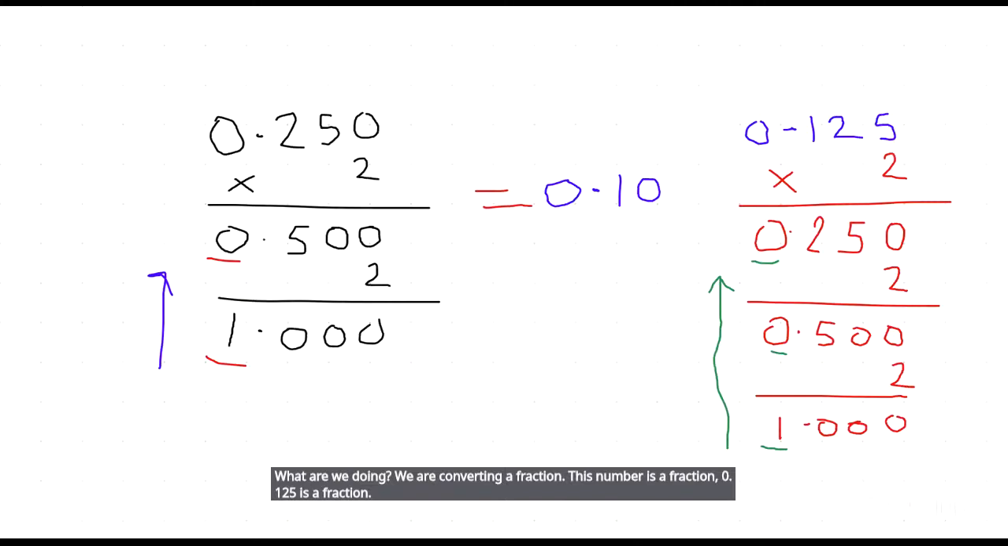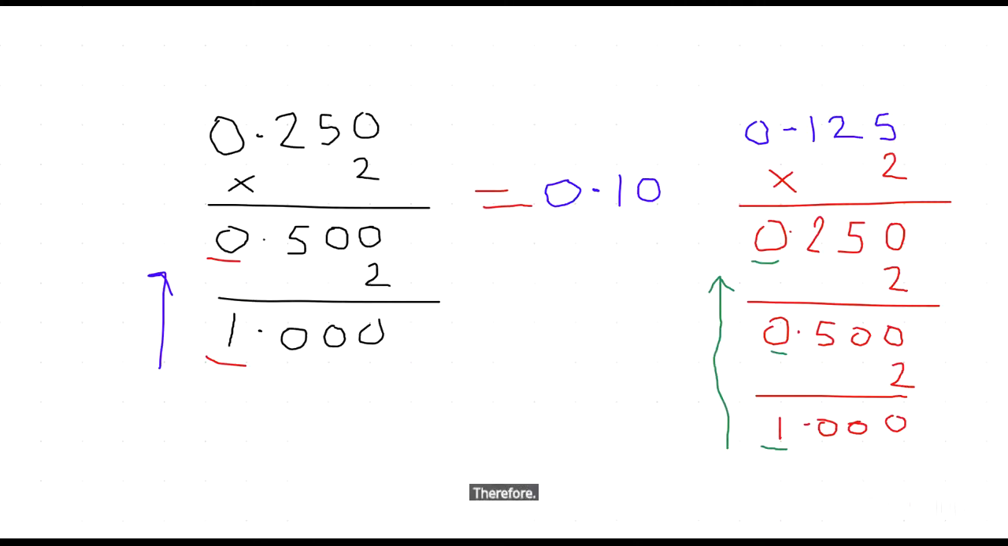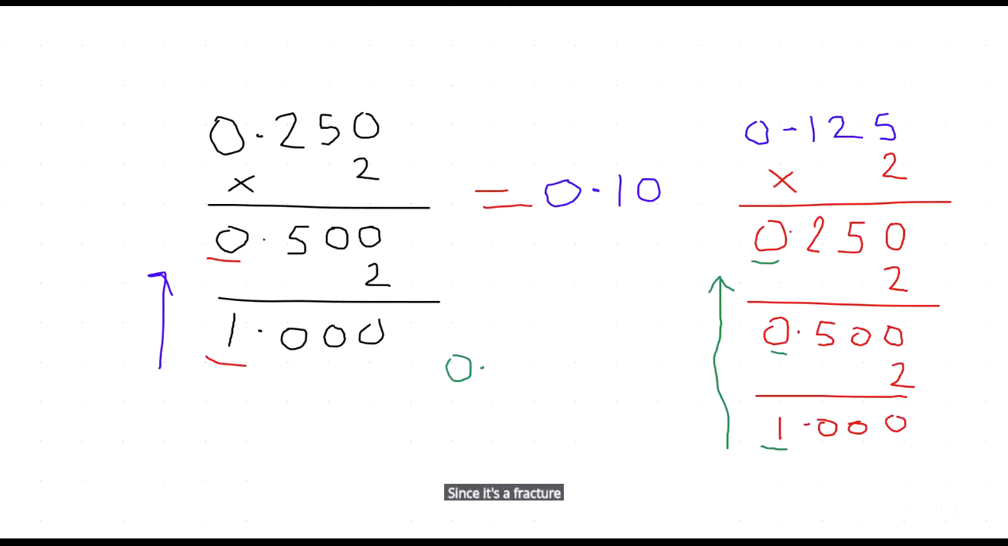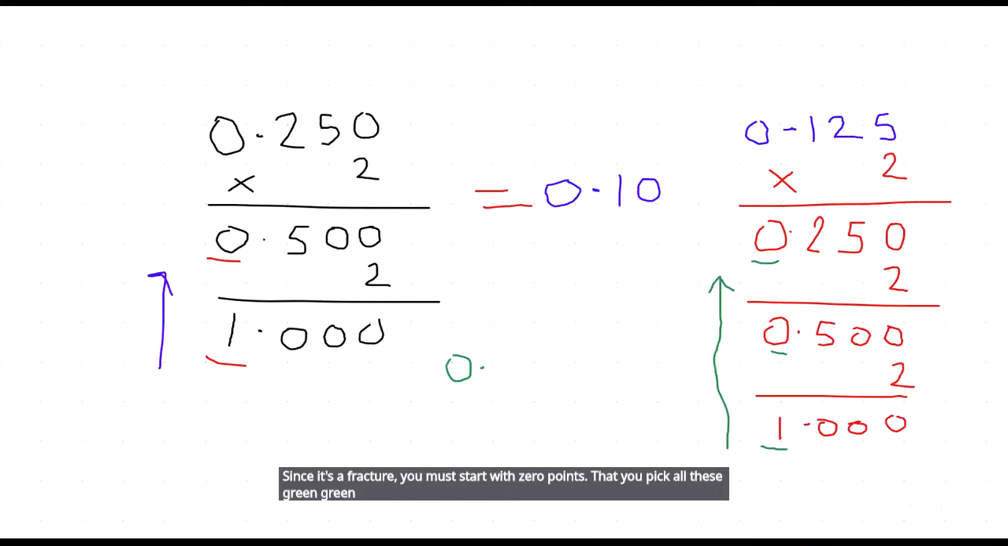Therefore, your answer should be 0.25. To start with, 0 point. I have not touched the answers I got. Since it's a fraction, you must start with 0 point. Then you pick all these green: 1, 0, 0. I hope it's clear.